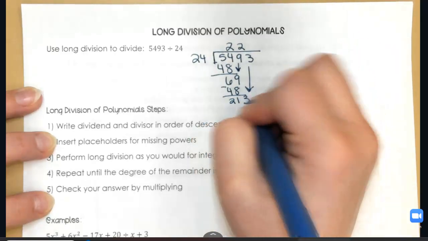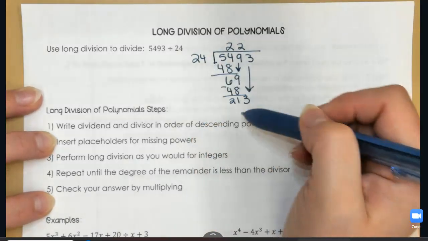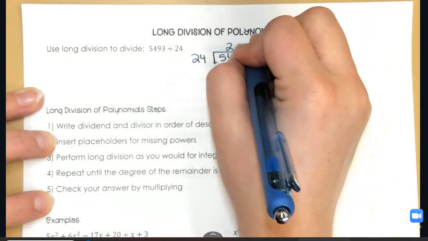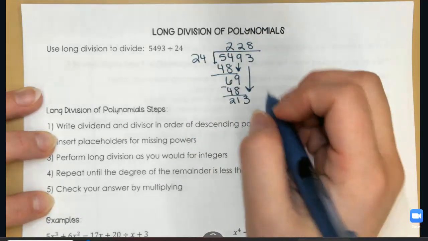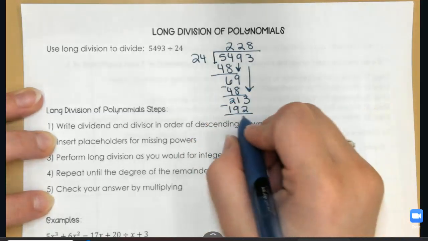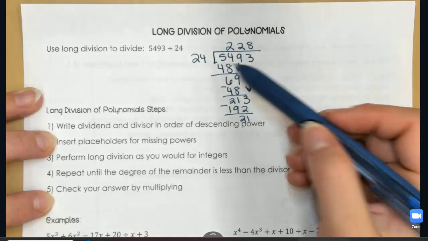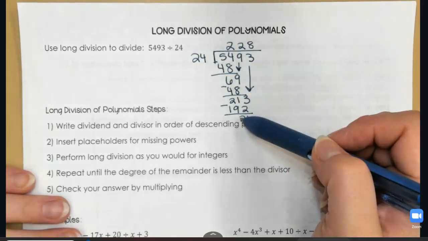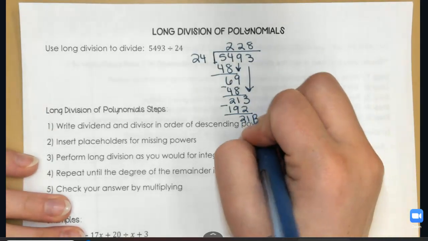Bring down the last digit, which is a 3. 24 can go into 213 8 times. 8 times 24 is 192. If I subtract those, I get 21. And I'm left with a number that 24 cannot divide into, so this is now my remainder.